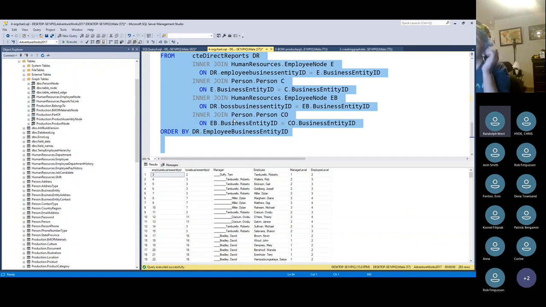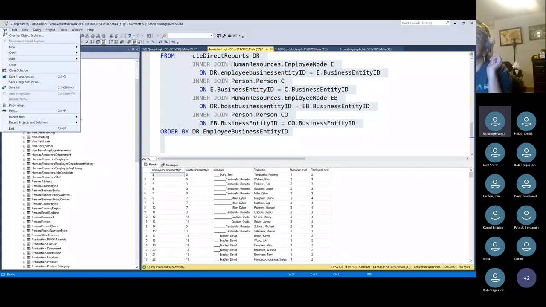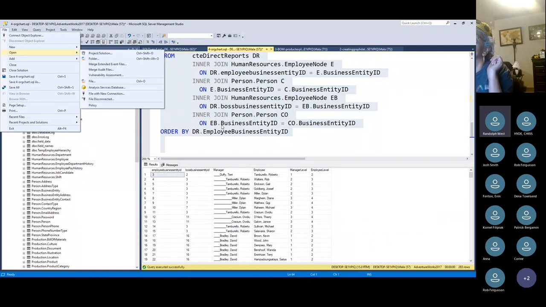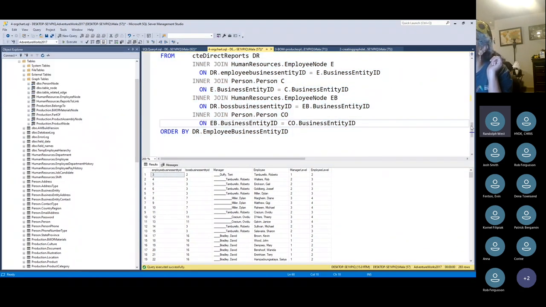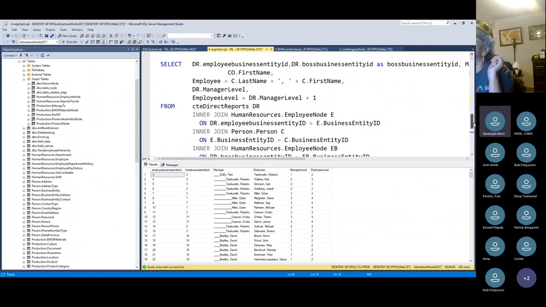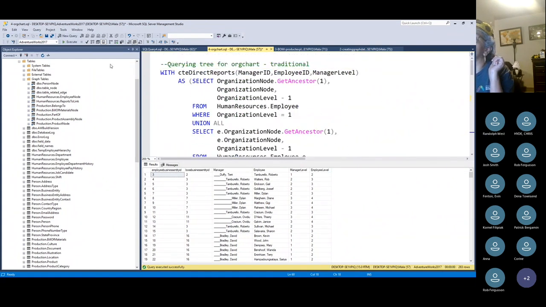Anna, I have a question. Go on. What does the execution plan look like between the hierarchy and the graph queries, because I know that hierarchy is a little bit tricky to work with. We can look at it. It's been a while since I looked at it, but we can look at it.